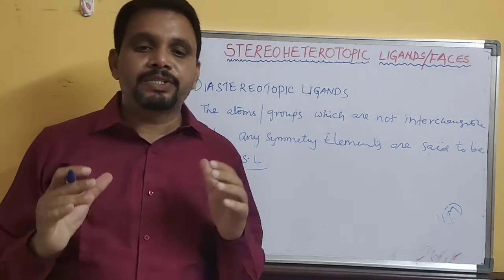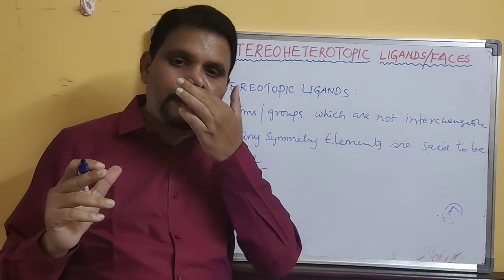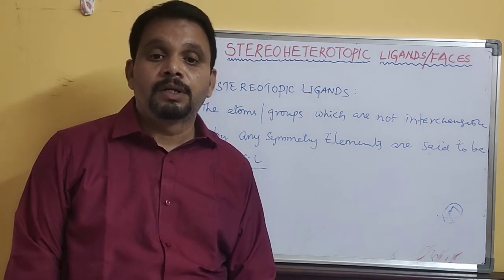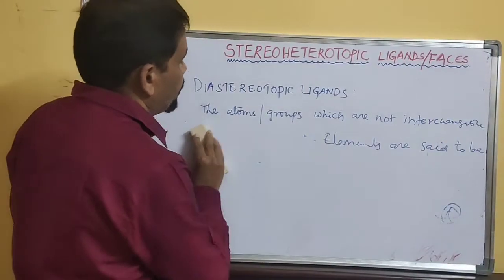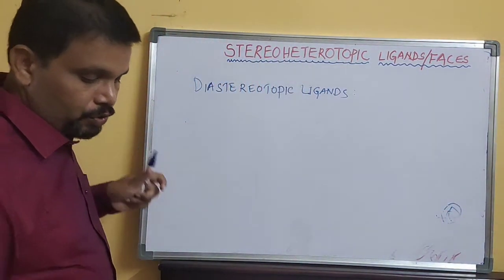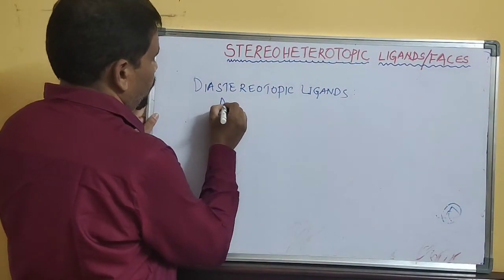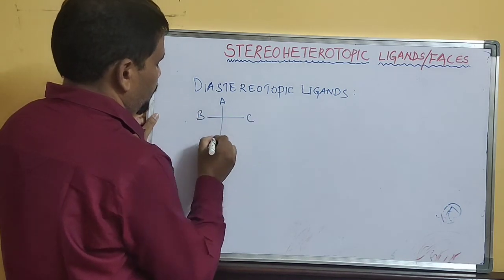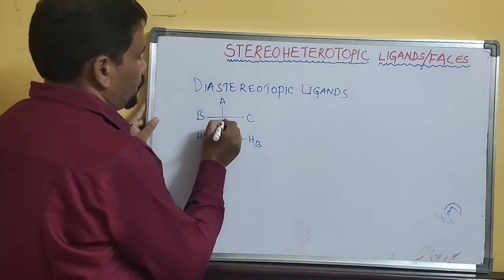Suppose a chiral center is directly attached to an atom which has two identical subunits, producing diastereomers. These are called diastereotopic ligands. I will give examples so that you can understand. Suppose this is the molecule example, B, C, HA and HB. So this is the chiral center.